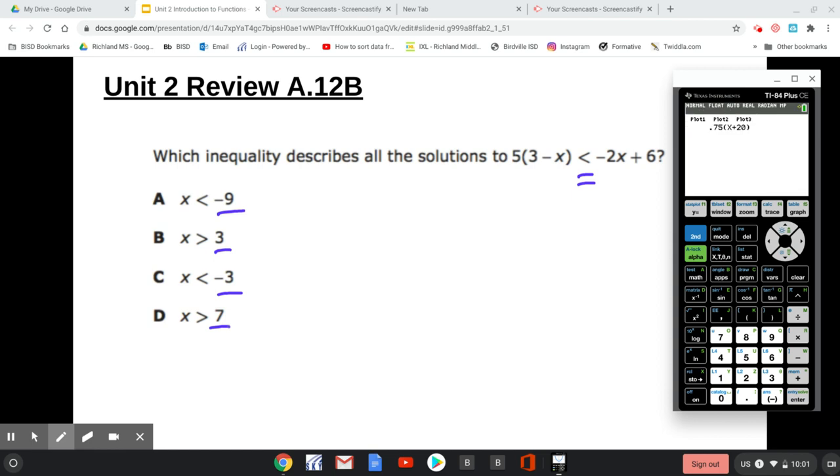So I'm going to hit y equals, and I'm going to put 5 parenthesis 3 minus x, close the parenthesis. Whoops, I put negative. So 3 minus x, close parenthesis, and take the rest off. Then I'm going to go down, and I'm going to put negative 2x plus 6, and delete the rest. And I'm going to hit second table, and of course it's there.